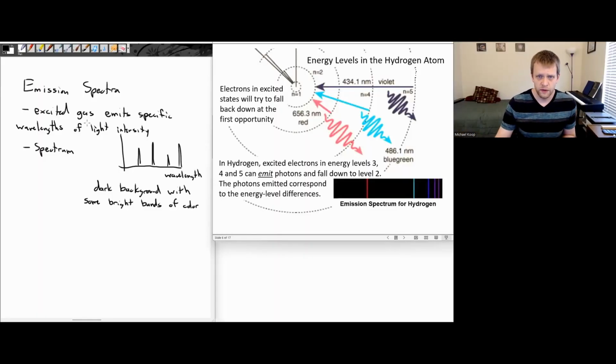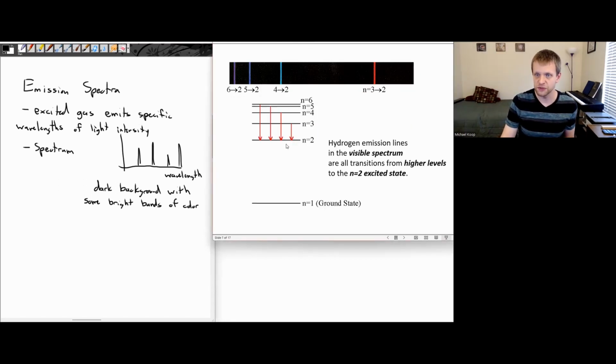So again, the point of this part is that for these emission spectra, we have some kind of excited gas where electrons have been pushed into high energy states. As the electrons try to fall back down to lower energy states, they give off very, very specific colors of light. For hydrogen, there is a set of transitions associated with the spectral lines that actually produce photons in the visible part of the spectrum.